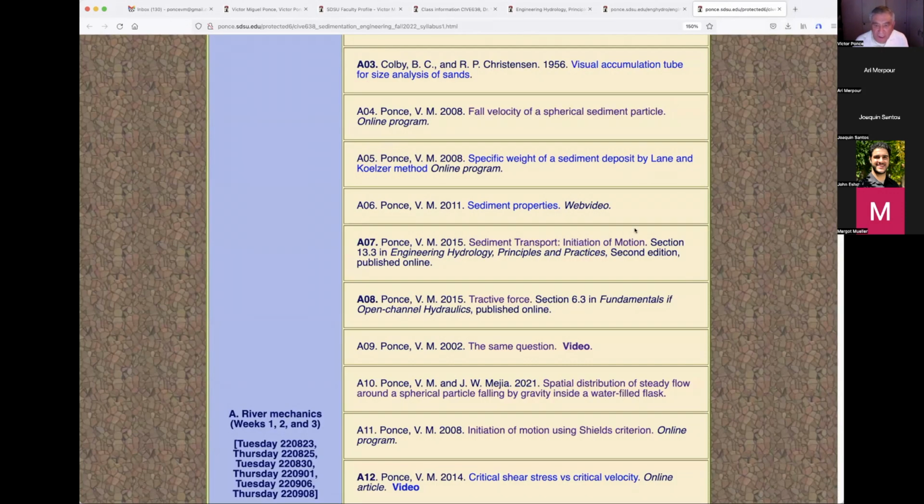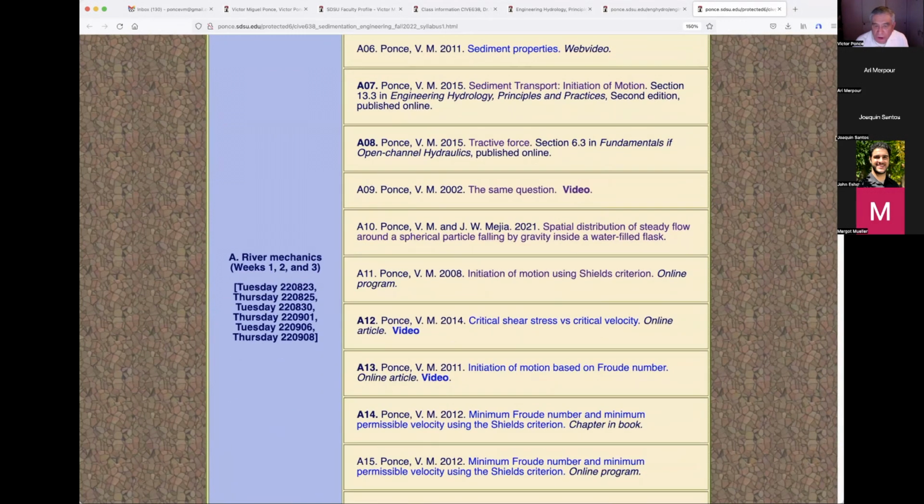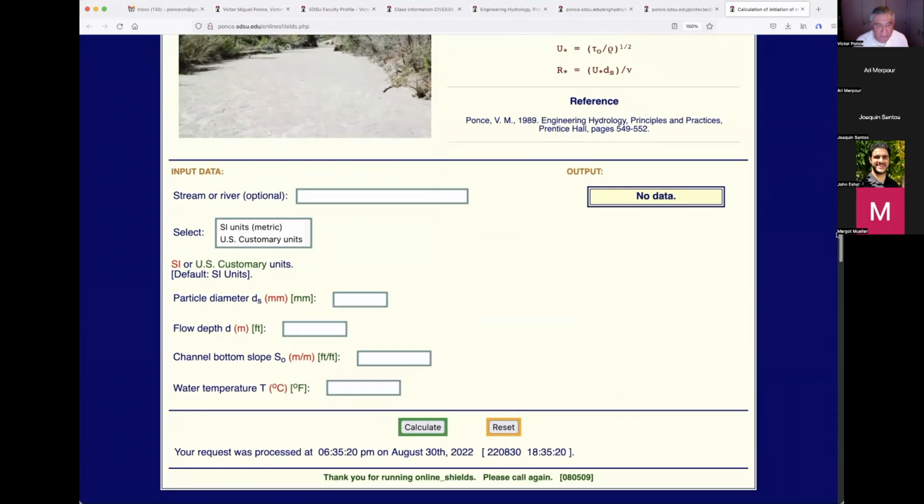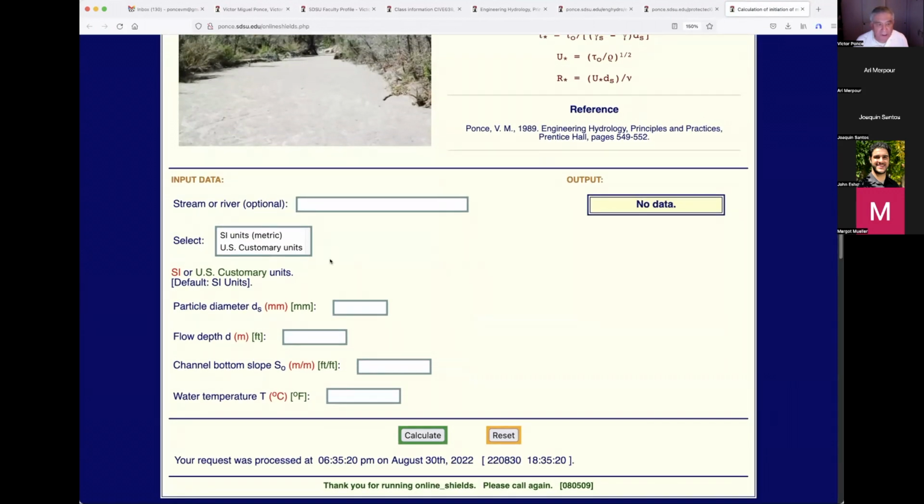Okay, from here we move on to the initiation of motion using the Shield Criterion online program. There's also the issue of initiation of motion based on Froude number, which we hope to get to afterwards. We're not going to have time probably today, and we're making good progress, so we're not in any hurry. First we're going to use the Shield Criterion, and this is an online program, which I believe we already explained to you.